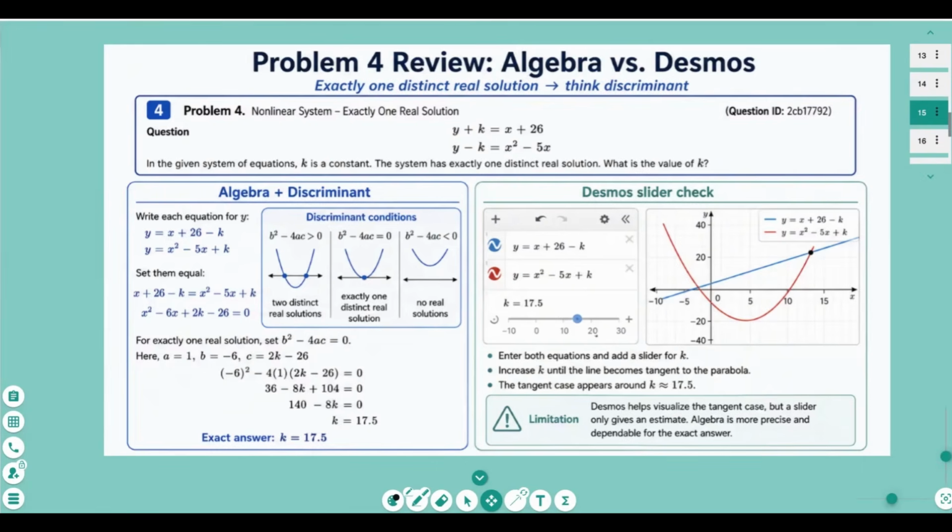That wraps up part 1 of advanced math. The key is not just knowing how to solve a problem, it's knowing which method to use. In part 2, we'll continue with more must-know advanced math questions. I'll see you in part 2.